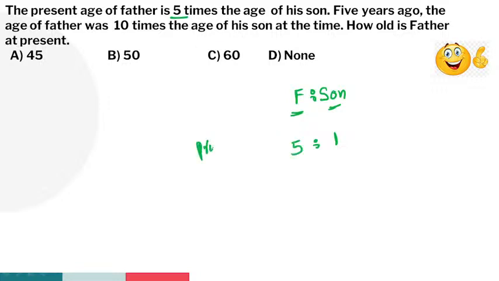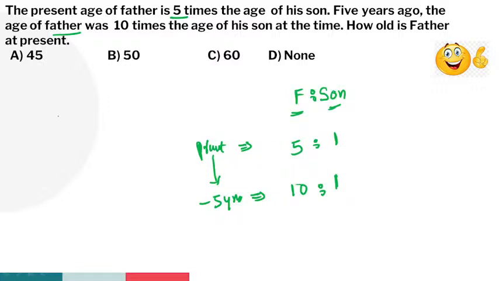Present age is 5 is to 1. What did the problem say? 5 years ago. Ago means minus. 5 years ago, father was 10 times the age of his son at that time. And 5 years ago also, son age we don't know. Let 1. Father is how many times? 10 times. 1 into 10, 10.